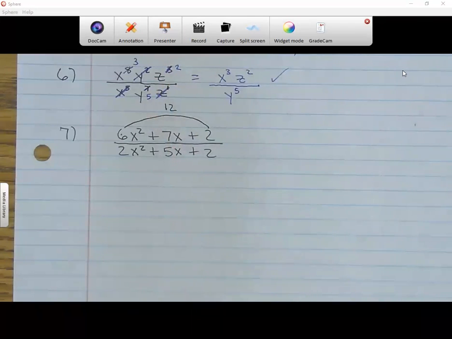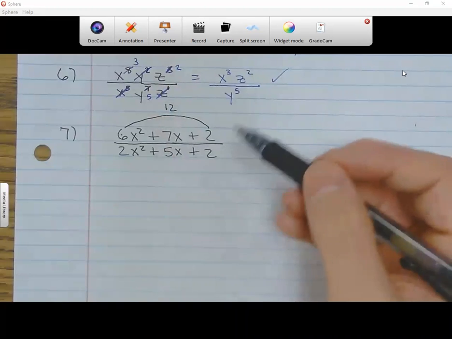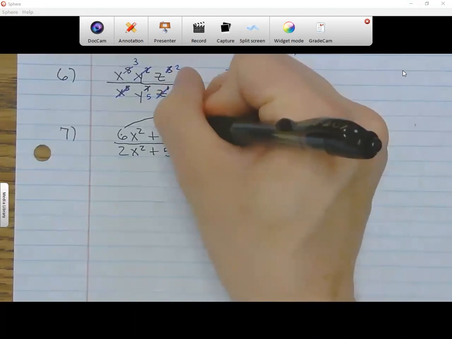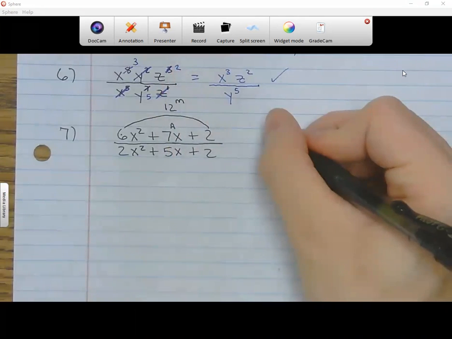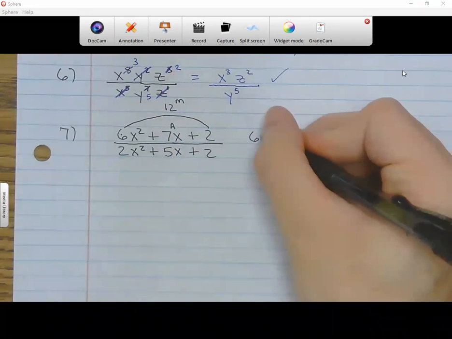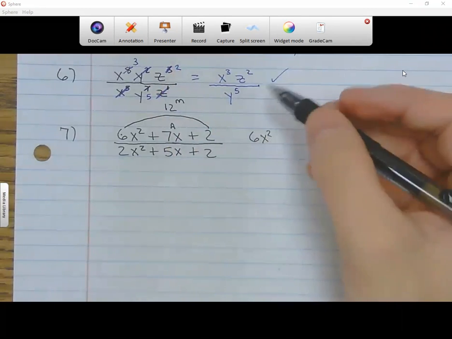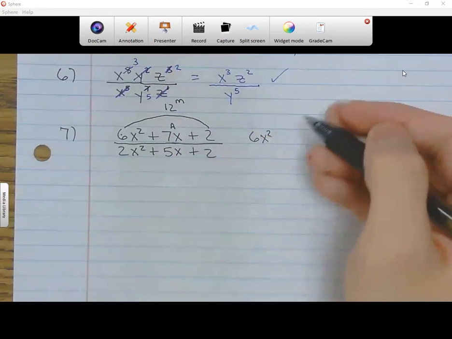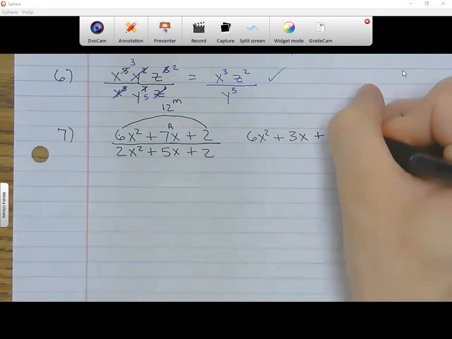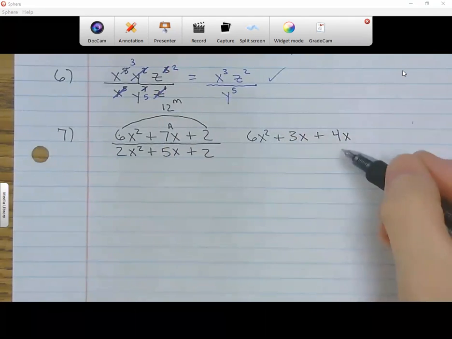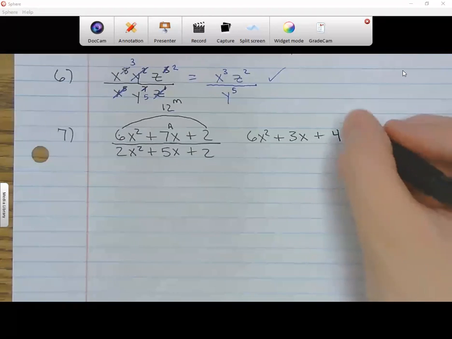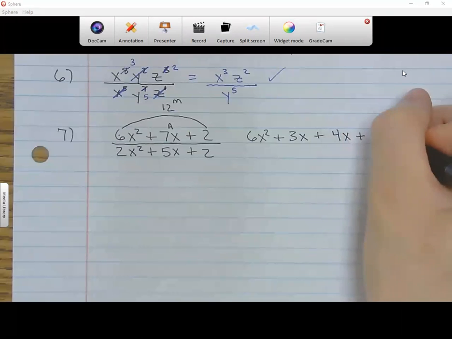At the same time, I've got to add up to 7. So can you think of 2 numbers that multiply to 12 but add up to 7? So I've got 6x squared. I need to bring that over. And I can break up that 7x into 3x and 4x. So that's the way I'm going to do it. You can do it the other way, right? You can put the 4x first and the 3x second, but I'm going to do it this way and see how it works out. It should all give me the same answer anyway.